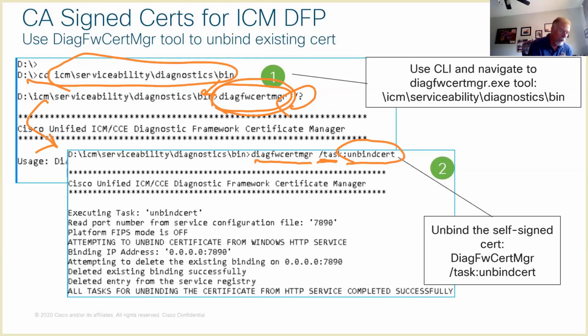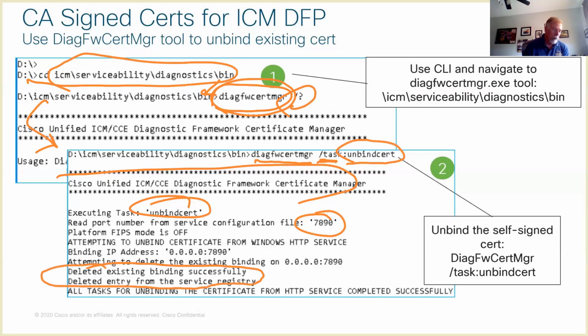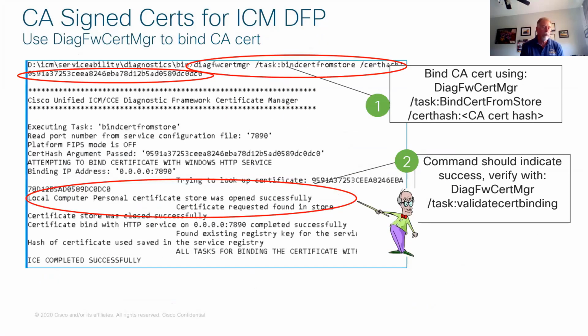So what comes up down below, it says, oh yeah, we're executing your unbind certificate task. Got some port number going on down here we'd probably care about for other things. And notice, looks like it says we deleted the existing binding successfully and deleted the entry from the service registry, whatever that means. Basically, it should show that you've got some success with unbinding the existing self-signed cert. I'm going to turn right around and bind the new CA cert that we've imported. Remember that CA cert, which is really not a local certificate for this machine. It's just the CA cert, but with private key.